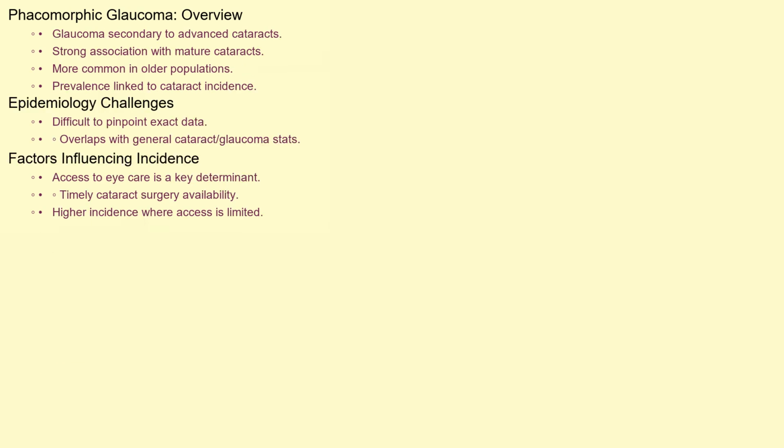Phacomorphic glaucoma is strongly associated with advanced cataracts. Because of this association, it's more prevalent in older populations, where cataracts are more common. However, the exact epidemiological data is challenging to pinpoint as it often overlaps with general cataract and glaucoma statistics. Its occurrence varies based on access to eye care and cataract surgery. Regions with limited access to timely cataract surgery may see a higher incidence of phacomorphic glaucoma.